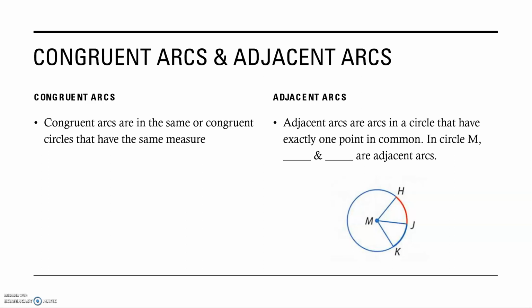So in circle M, I have to draw this in, arc HJ, and we use this symbol for arc. We literally just draw a little arc. And arc JK are adjacent arcs. And the reason they're adjacent arcs is because they have one common arc point, and that's J.